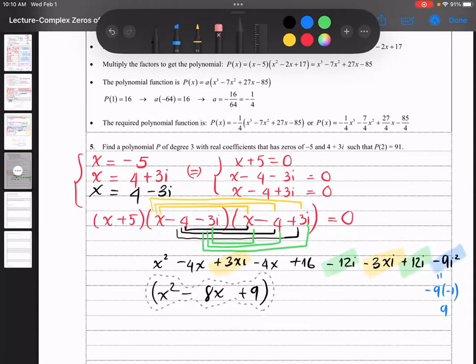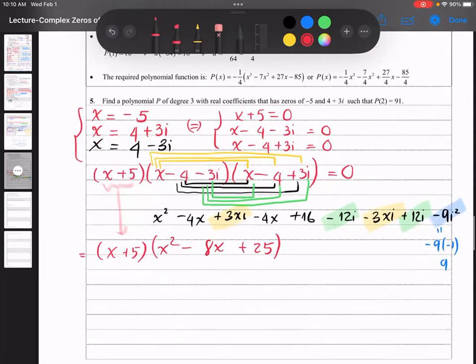Oh, the 16, thank you very much. I forgot about the 16. +16, so 20, 25. Use red for that one. And then you bring down the x plus 5. Bring it down, and then you keep going with it. It's not difficult, it's just tedious. Just be careful with the signs, that's all.